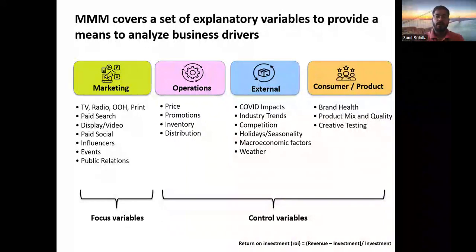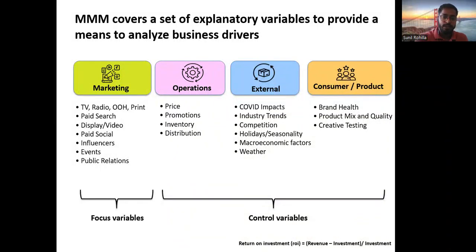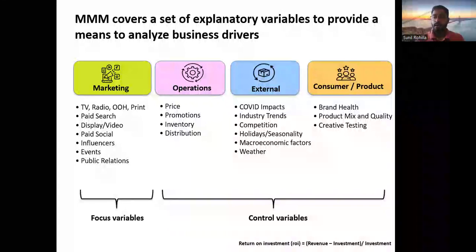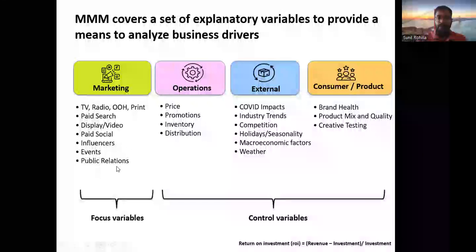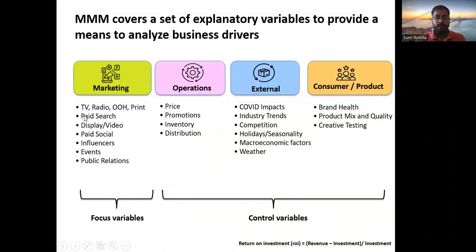Just to give you an example, in the operations section, you can see price and promotions directly affect the sales of the company, right? But we are putting them all in control variables because that is not our agenda in this analysis of market mix modeling. We are trying to find out how these marketing channels are affecting my sales, and how effective these channels are, and how we find the effectiveness of these by calculating the ROI.